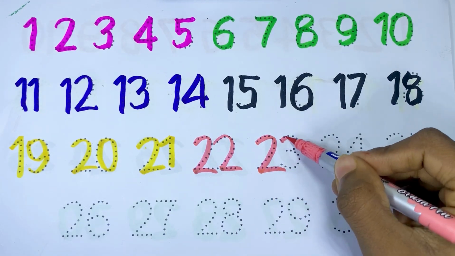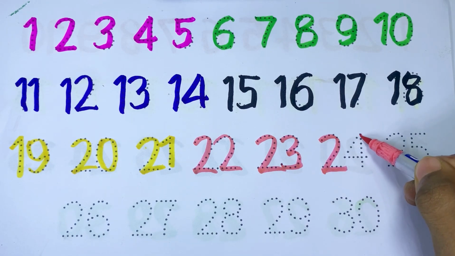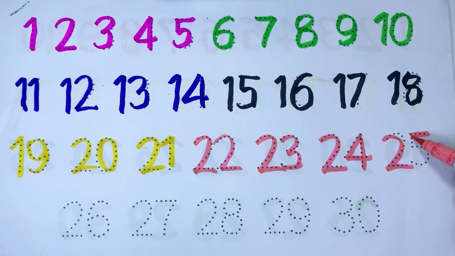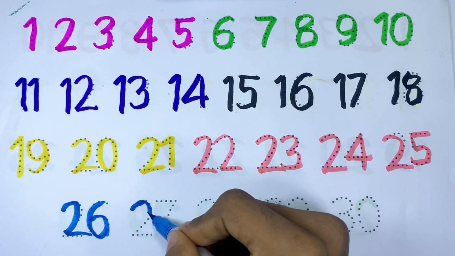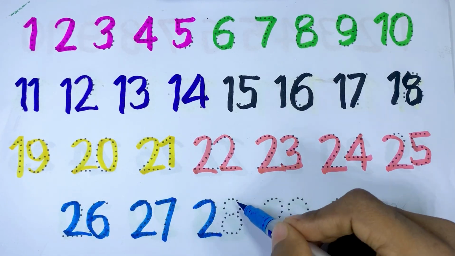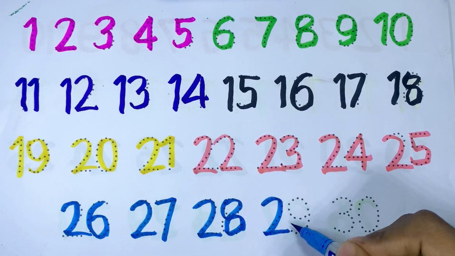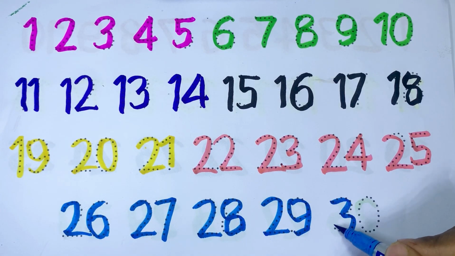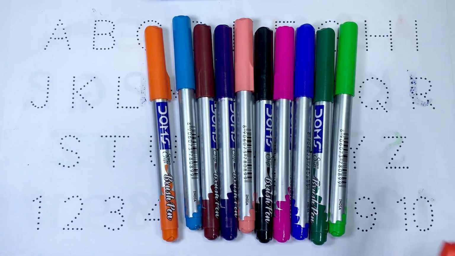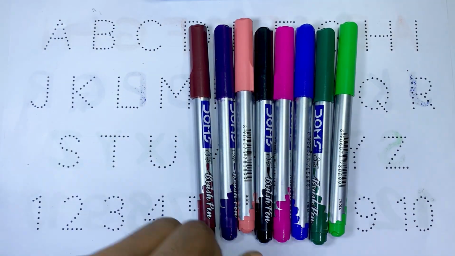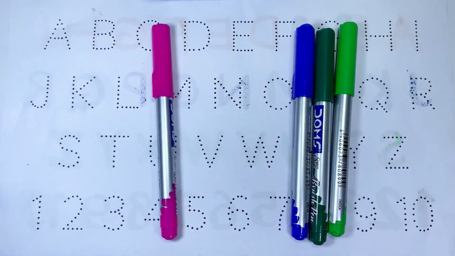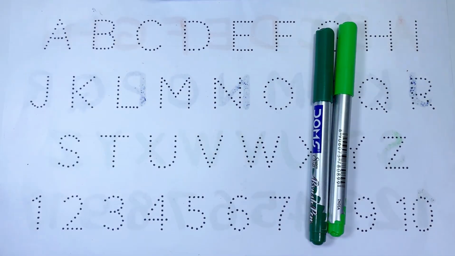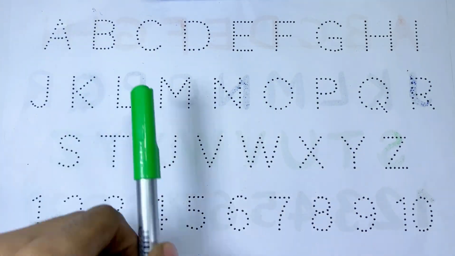22, 23, 24, 25. Now you draw 26. 26, 27, 28, 29. Last you draw 30. Yellow color, red color, orange color, sky blue color, brown color, purple color, light pink color, black color, pink color, blue color, green color, and light green color.